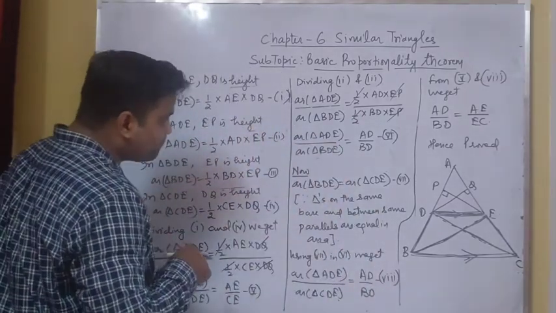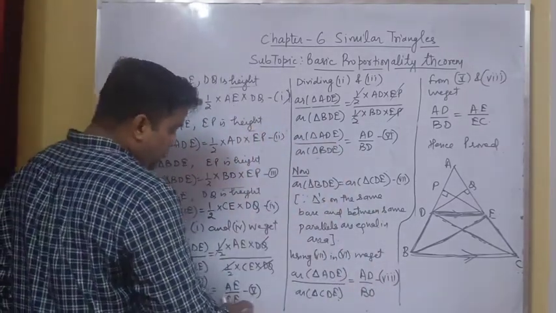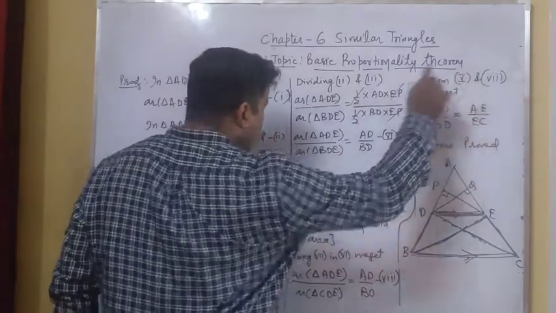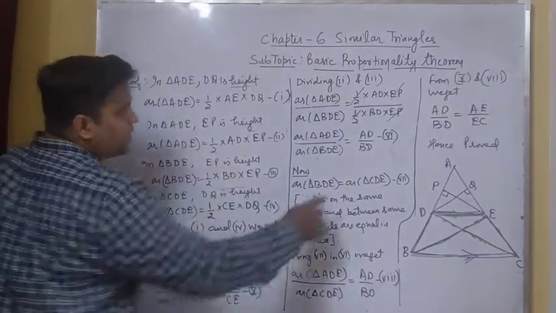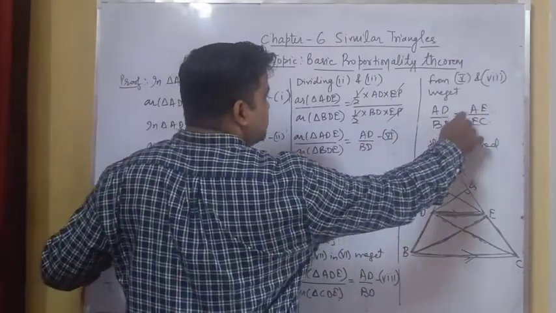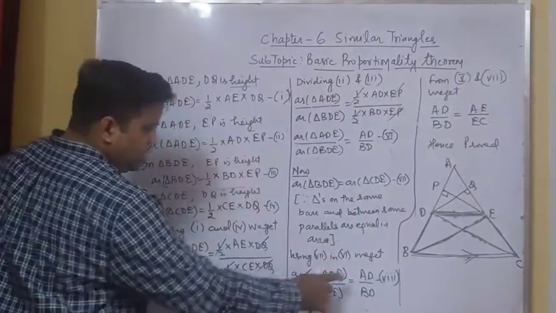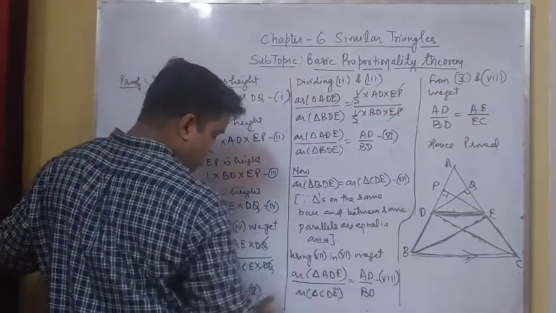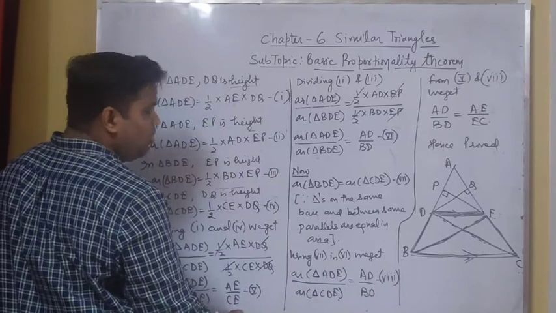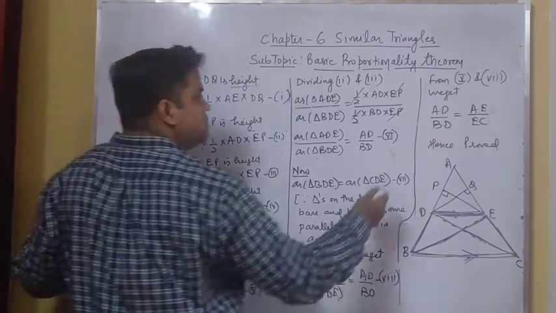So on comparing equation number 5th and equation number 8th, we get AD upon BD is equal to AE upon EC. AD upon BD is equal to AE upon EC or CE. You can write both the same.